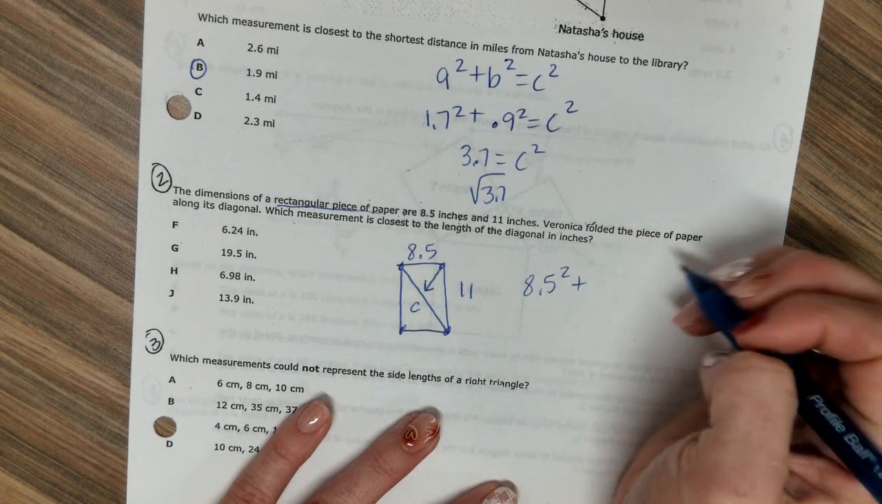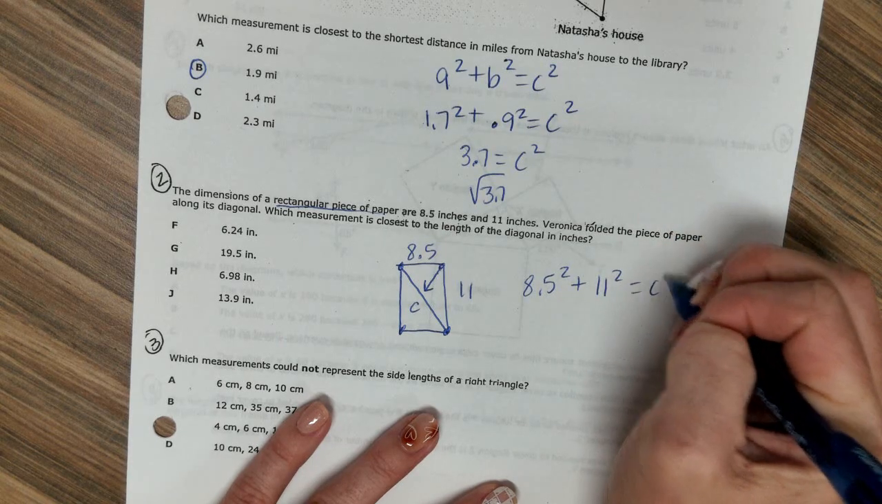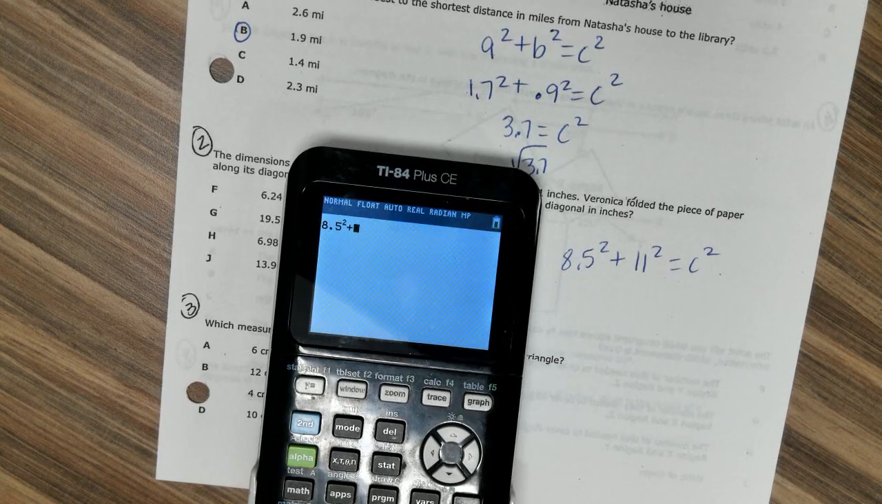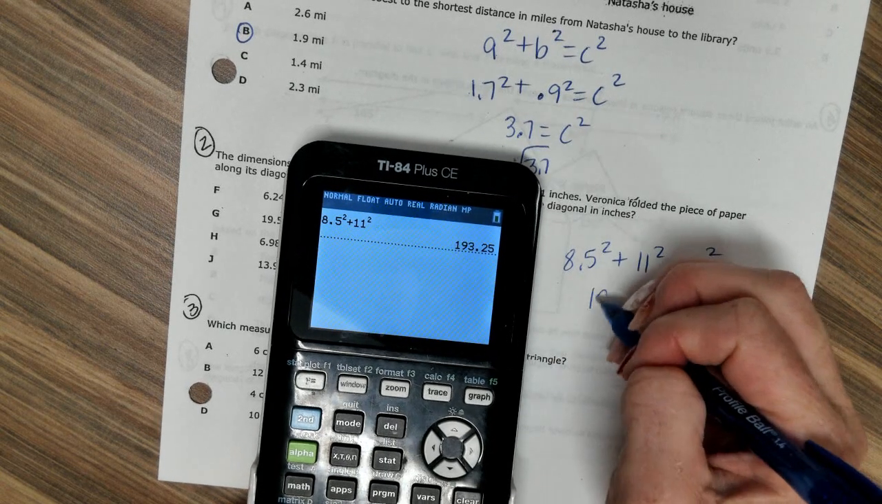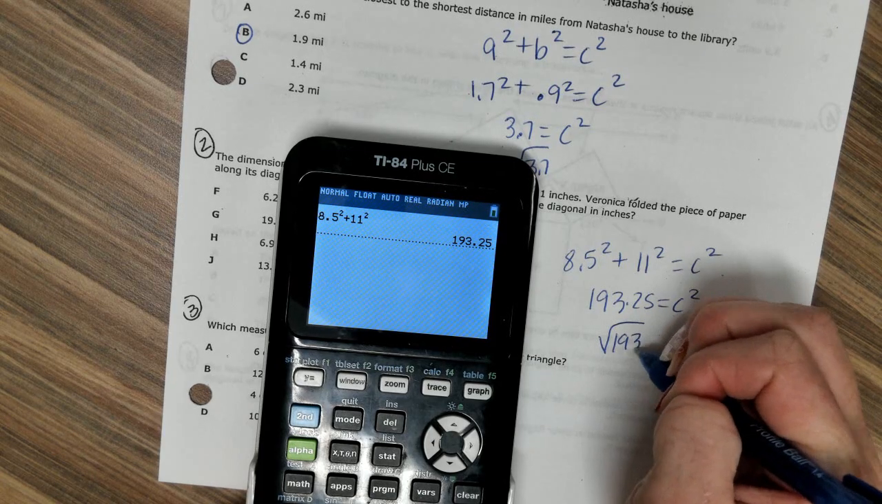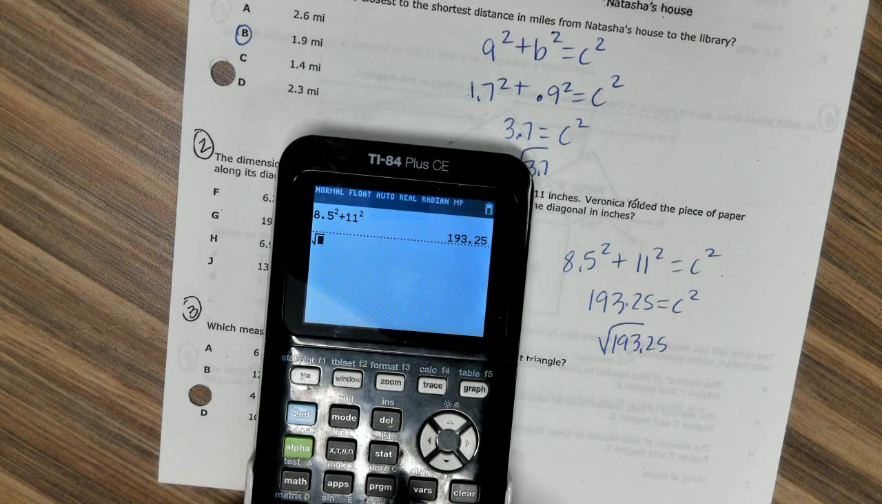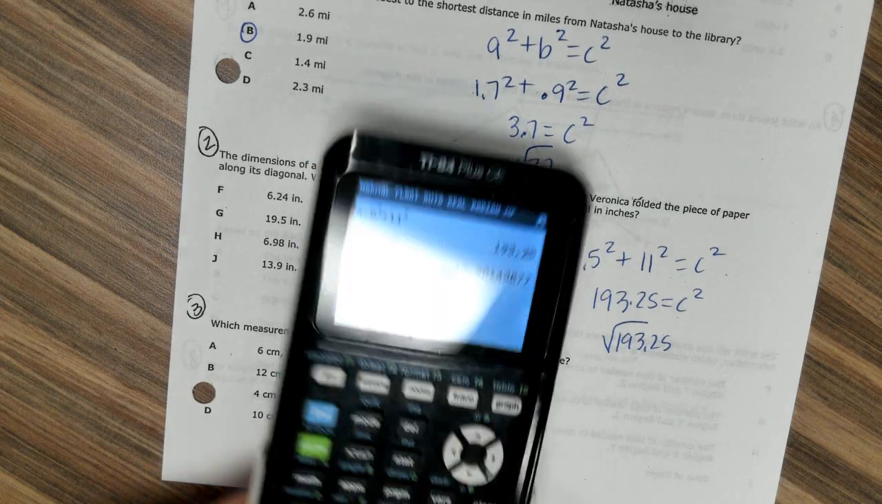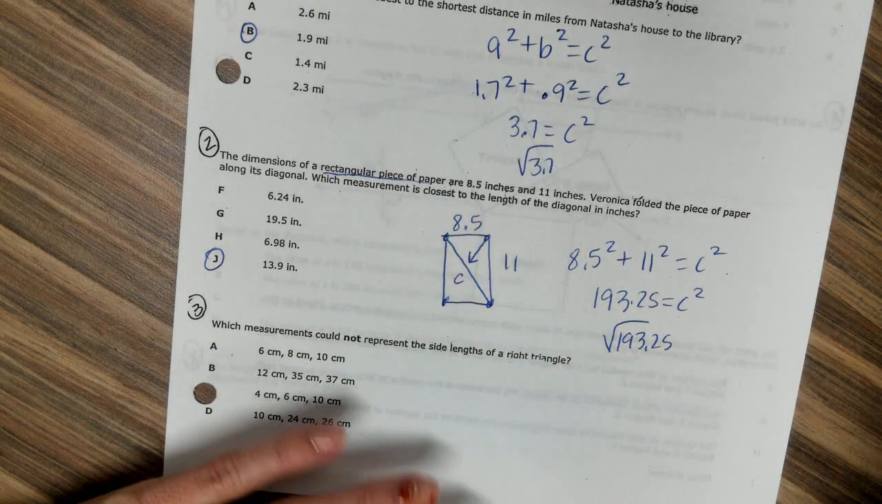So 8.5 squared plus 11 squared is 193.25. And what did you have to do to that? You had to square root it. So the square root of 193.25 is 13.9. So the answer is J.